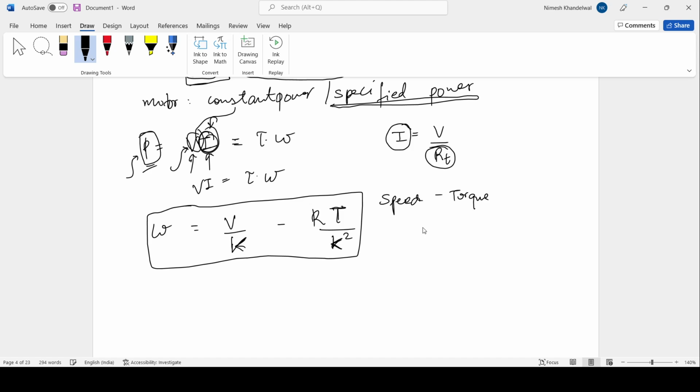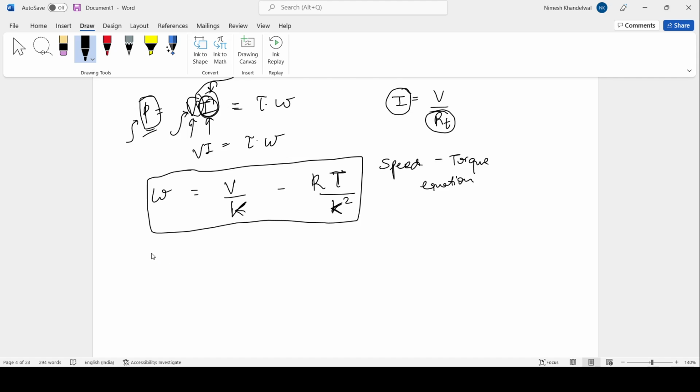This is the speed torque equation that you have studied in your lectures. So what do we have here? We have omega, that is 800 rpm, and we can change it into radian per second, because the speed EMF constant is given in volts per radian per second. Multiplying by 2 pi over 60, this becomes 80 over 3 pi radian per second.